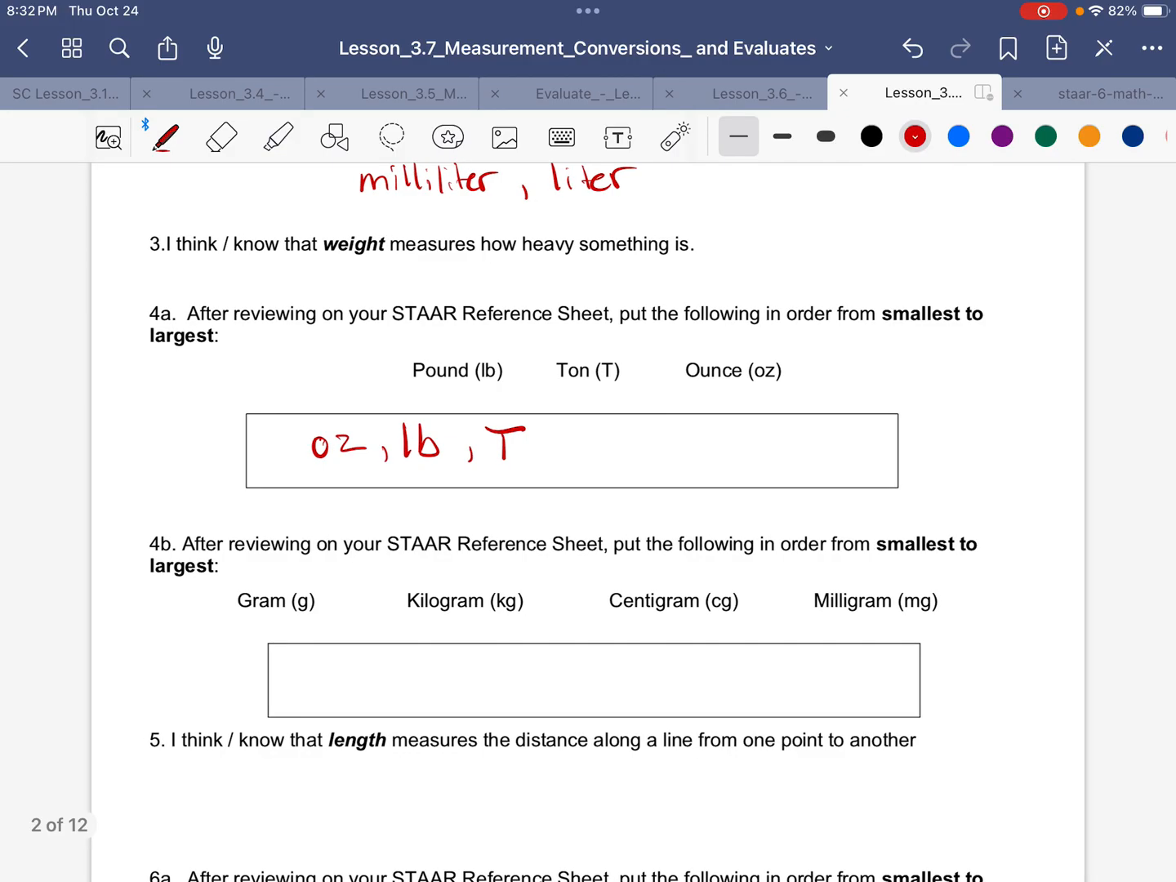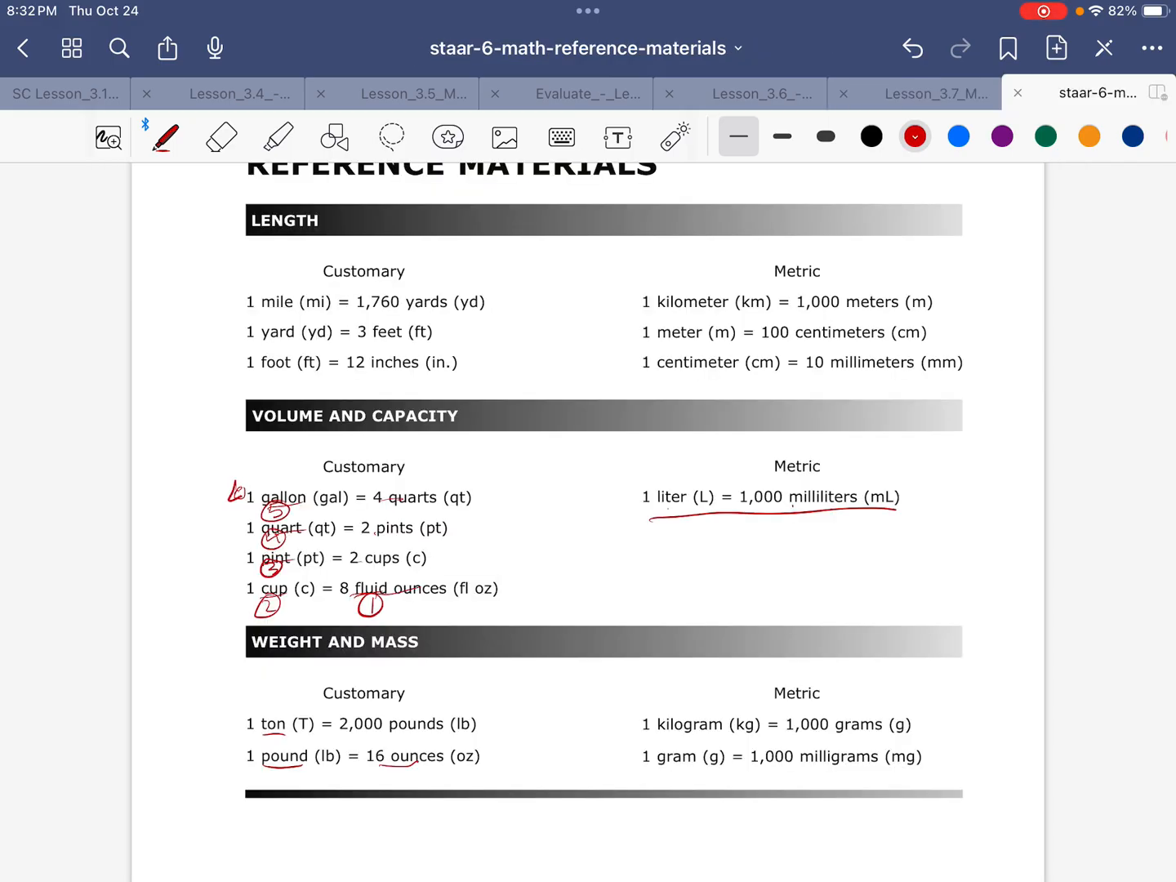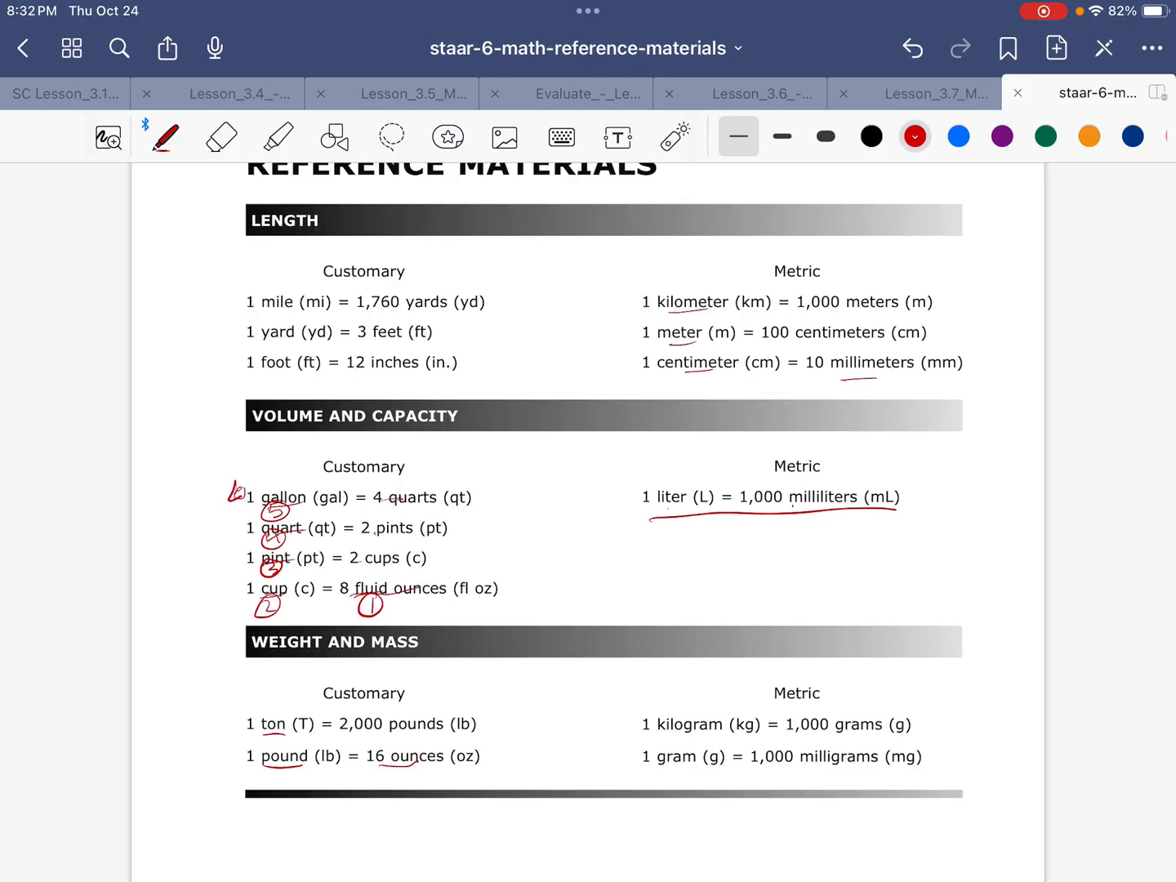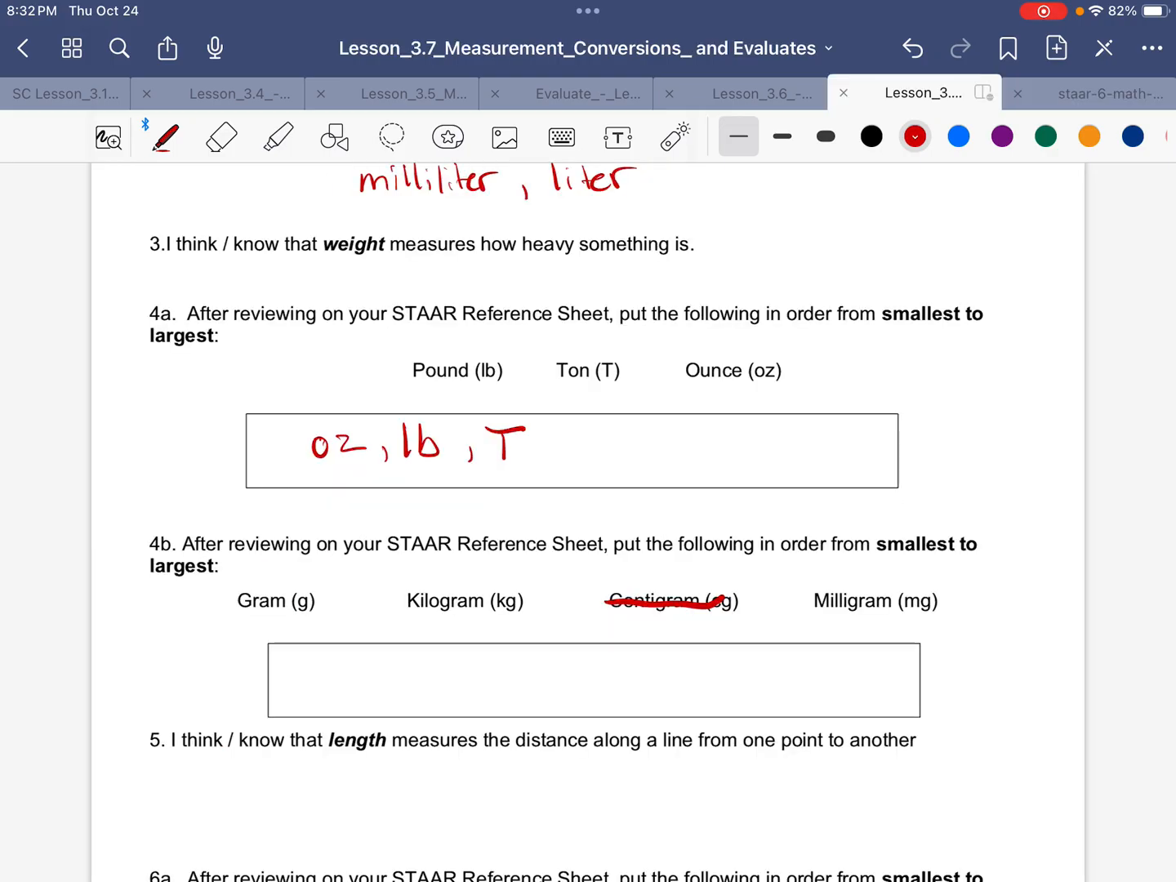This one here, we're actually going to mark one of these out. They have centigram here. You're not going to use that. So you're going to have milligrams, grams, and kilograms. Oh, I'm saying grams. Sorry about that. Right here. Milligrams, grams, kilograms. That's the one we're looking at. So it's milligrams, grams, kilograms.